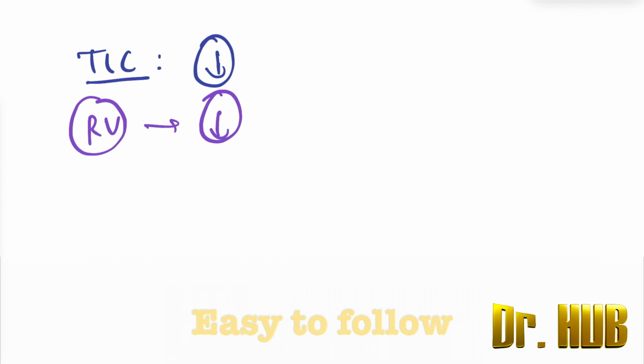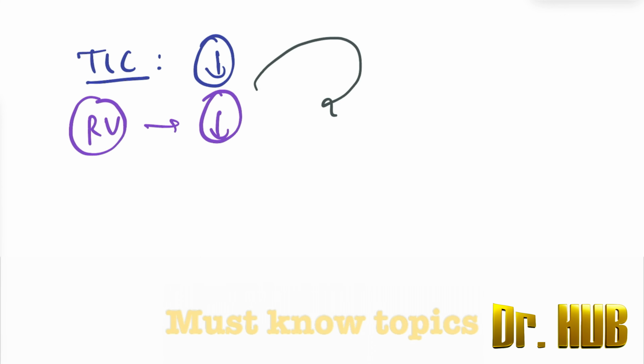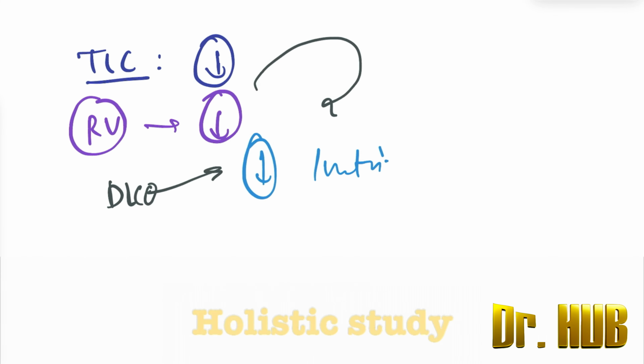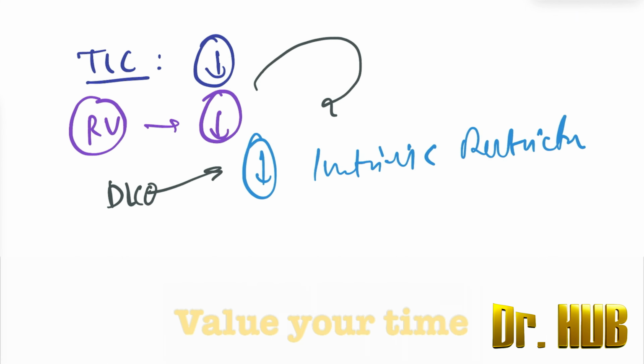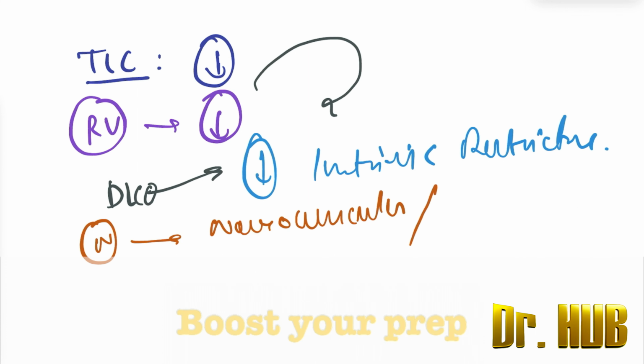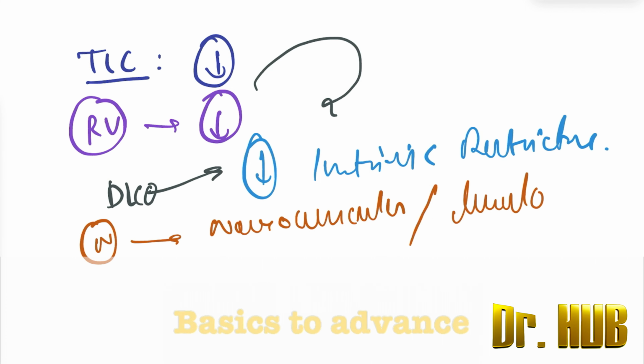Then when we move on to the DLCO, under the DLCO there is a decrease in the intrinsic restrictive disease, as well as a normal DLCO in the case of the neuromuscular or musculoskeletal restrictive disease.